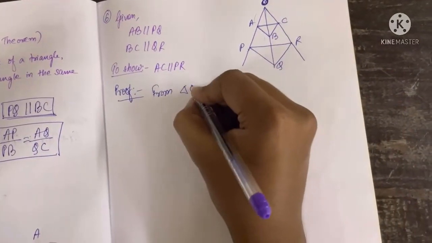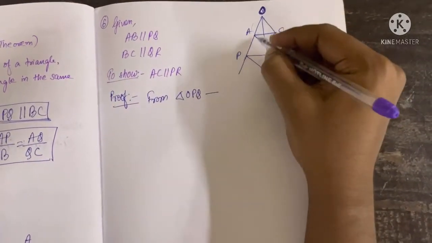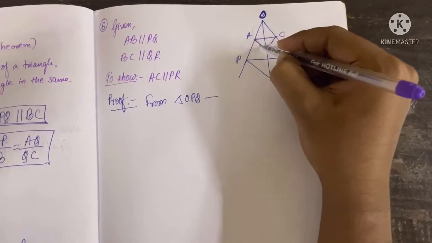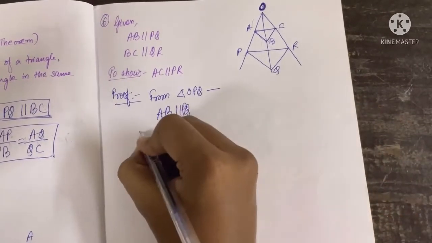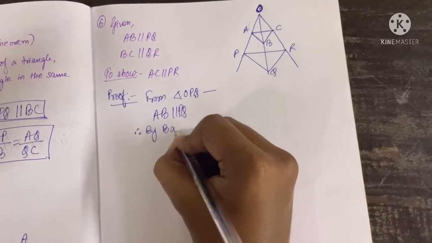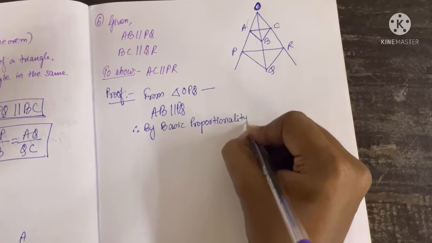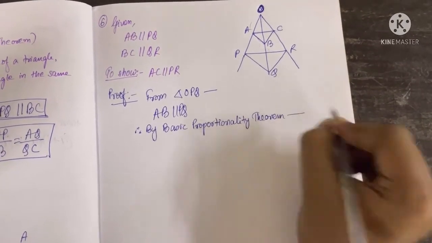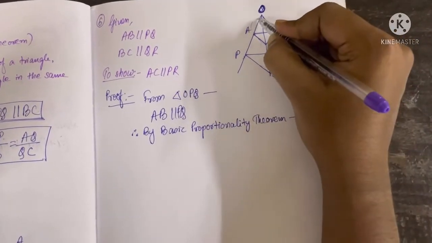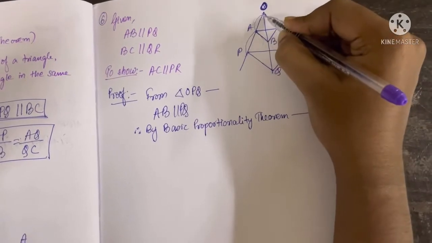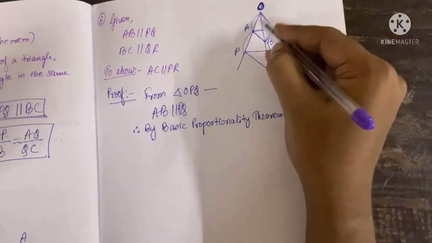So from triangle OPQ, what do we have? It is given that AB is parallel to PQ. So in this triangle OPQ, AB is parallel to PQ. So therefore, by basic proportionality theorem, what do we get? Since AB and PQ are parallel, therefore OA by AP will be equal to OB by BQ. Is it clear? Think of this triangle.